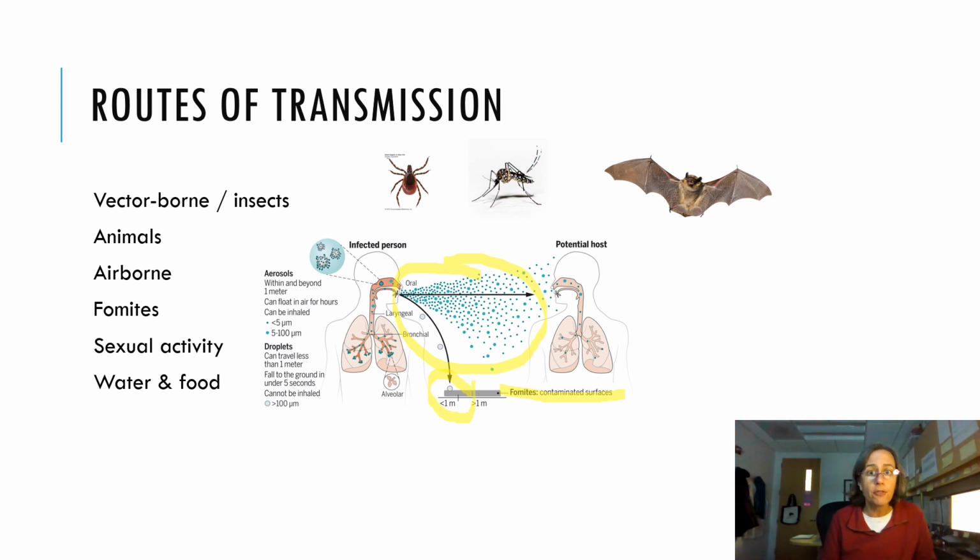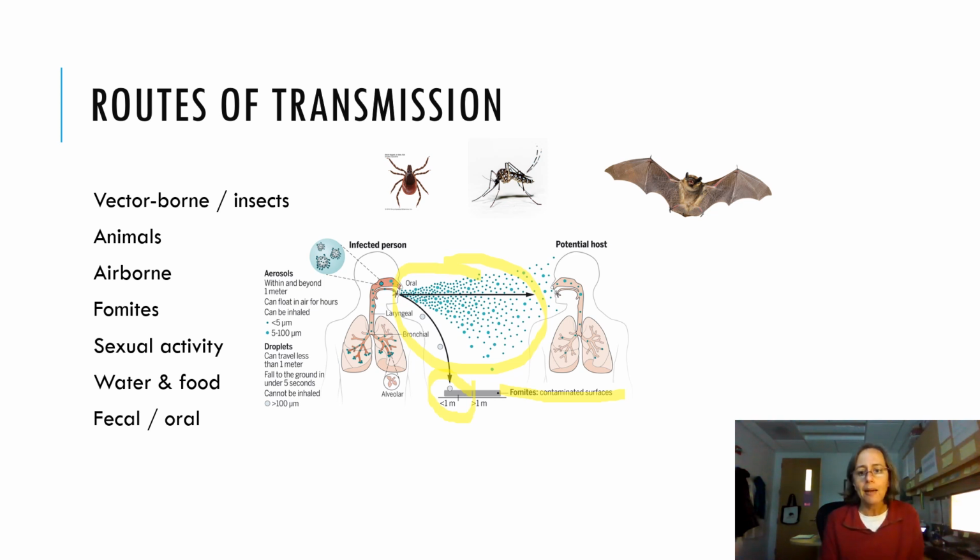Then water and food. Sometimes bags of salad lettuce are contaminated with E. coli, or strawberries or hamburgers somewhere. Water, absolutely. Remember the case of John Snow and the cholera epidemic, where the contaminated well, the Broad Street pump, was the source of the cholera epidemic. So water and food can also be routes of transmission.